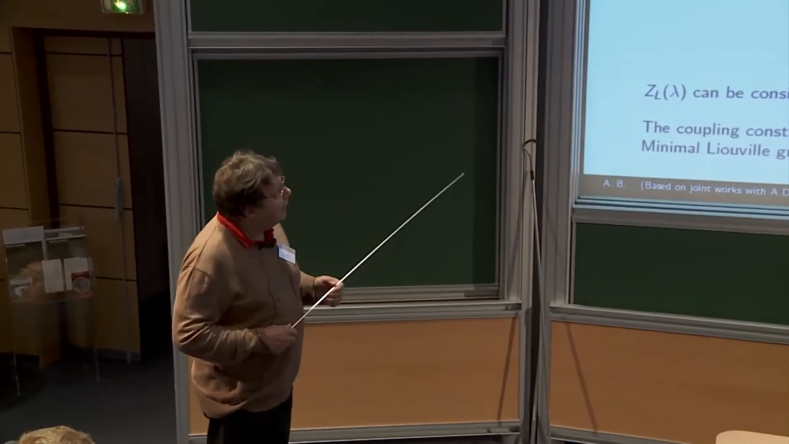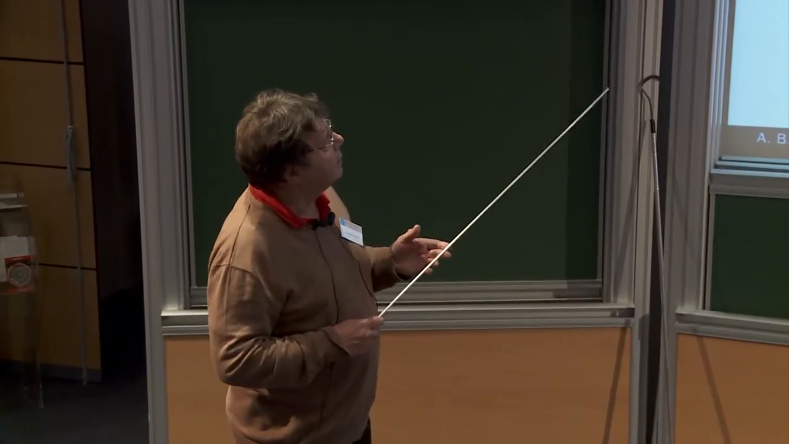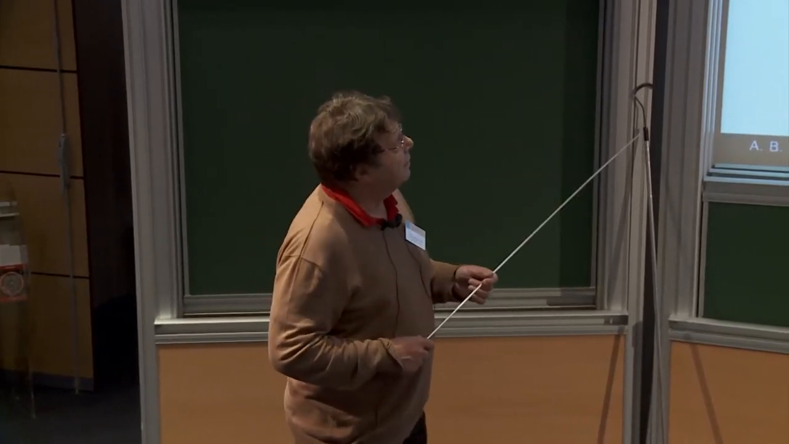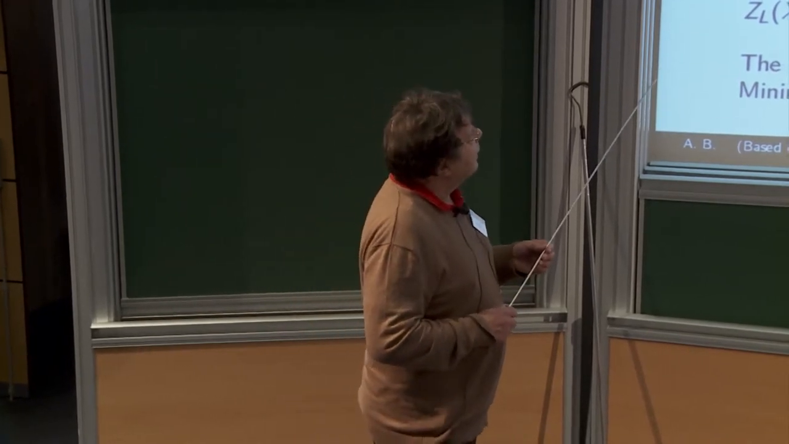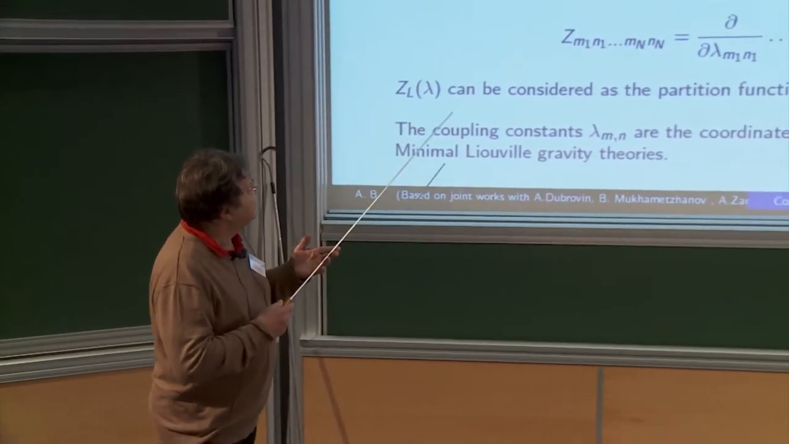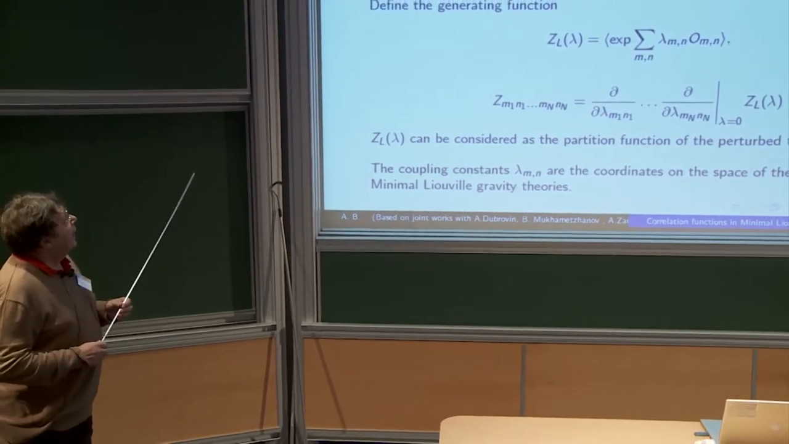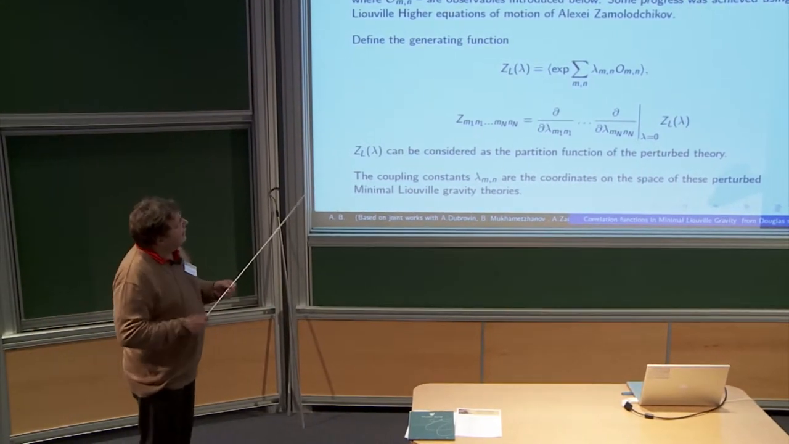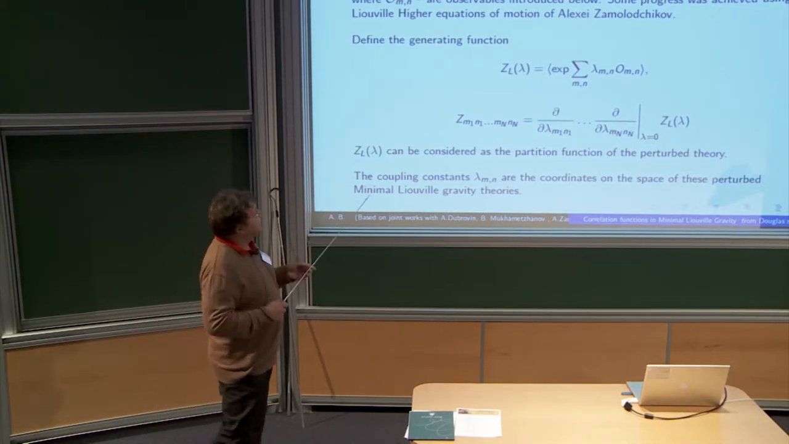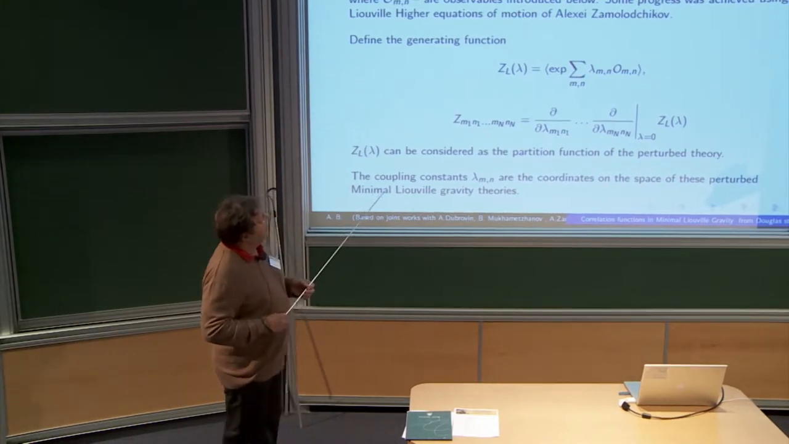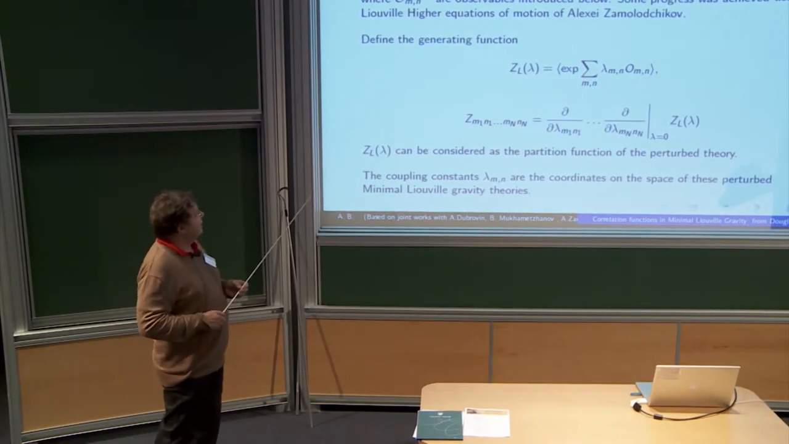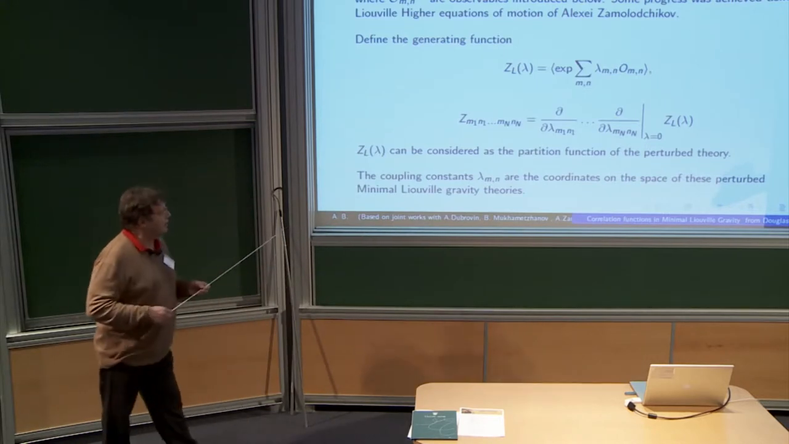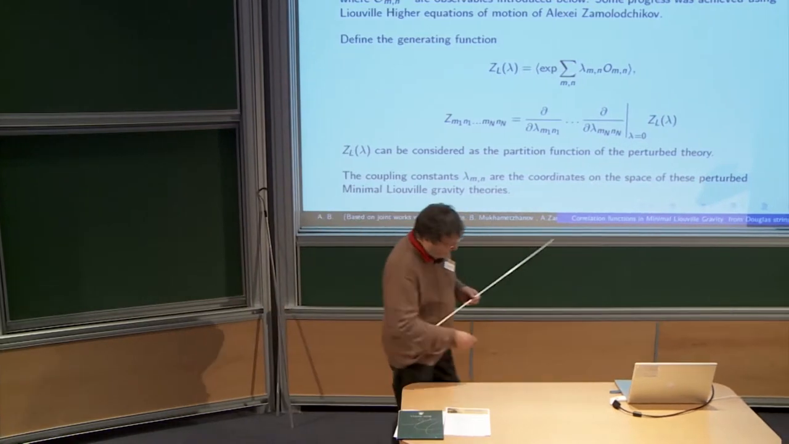And instead of computing the correlation function, in fact, it's not a correlation function, it's correlation numbers, because it doesn't depend on the position of the field because of integration. We can compute the generating function of these correlation numbers, which is defined like the vacuum expectation value of an exponent, and its derivatives when the coupling constant lambda equals zero are nothing but correlation numbers. This coupling constant lambda can be considered as a coordinate on the space of perturbed minimal Liouville gravity.